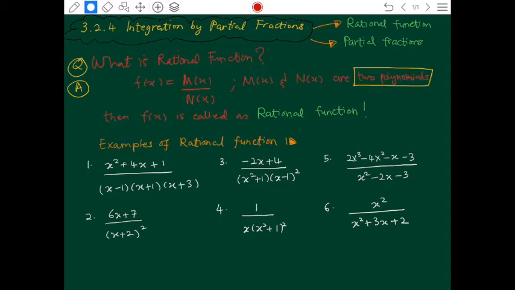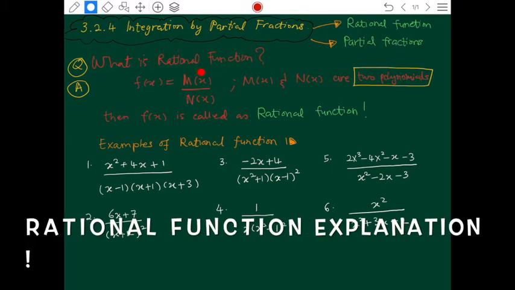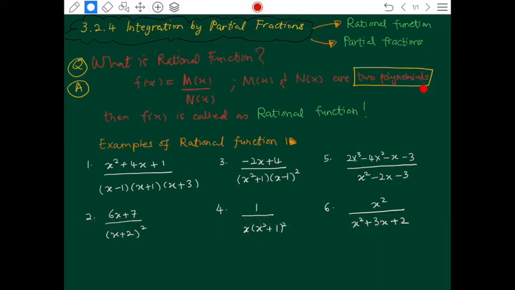So you need to know that a rational function is when the function is the fraction of two polynomials. So if mx and nx are two polynomials and they are in the form of fractions, so we call that function fx a rational function.